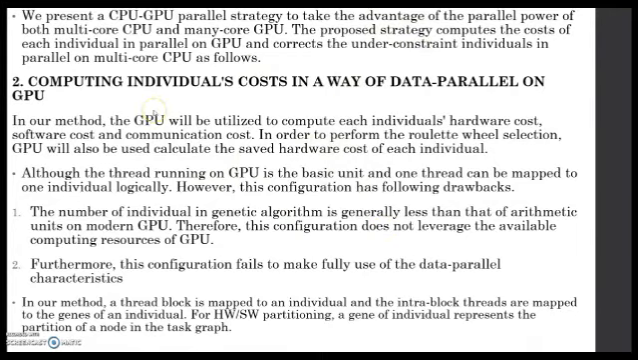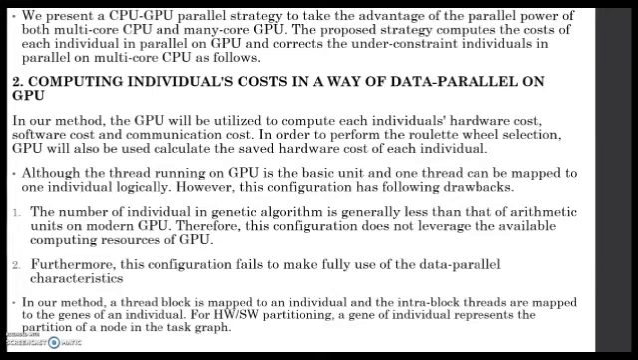So the second point is computing individuals' costs in the way of data parallel on GPU. In our method, the GPU will be utilized to compute each individual's hardware cost, software and communication cost, and in order to perform the truth level selection, GPU will also be used to calculate the hardware cost of each individual. The thread running on GPU is a basic unit, and one thread can be mapped to one individual logically.